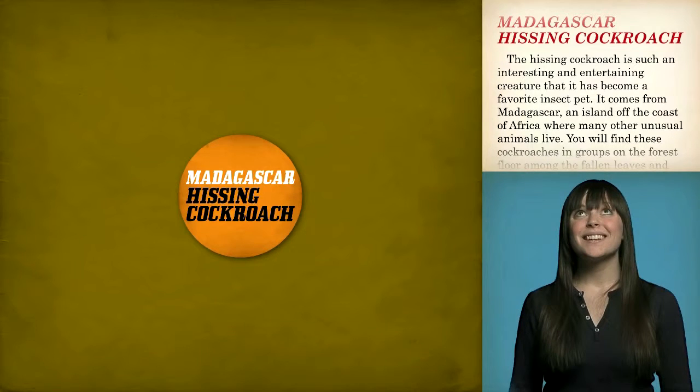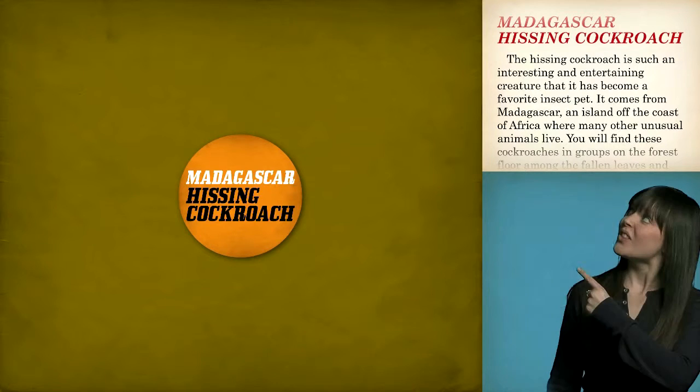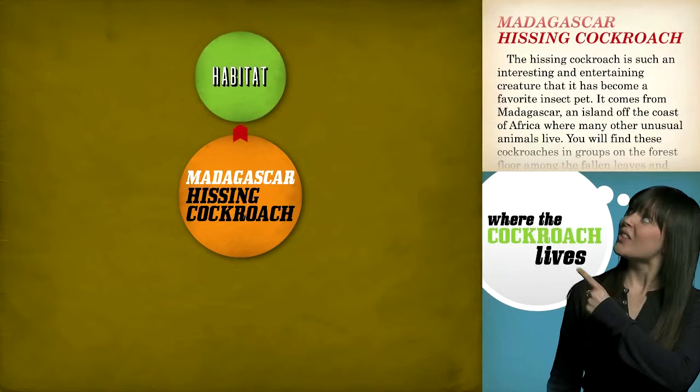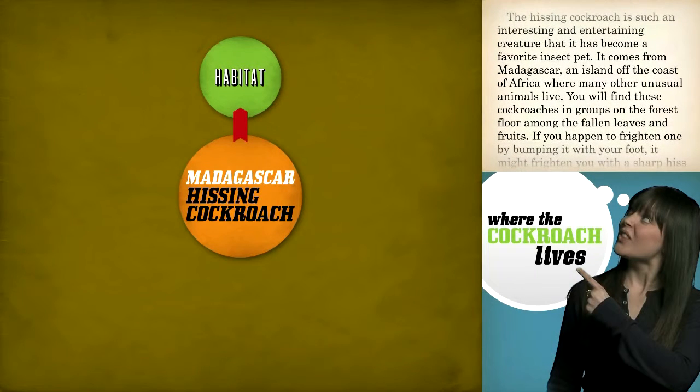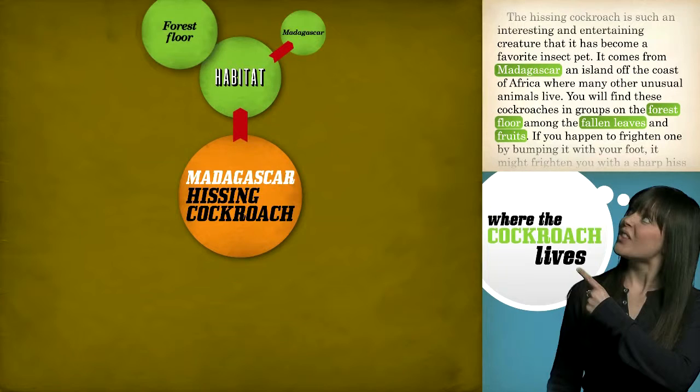Let's go back to the beginning. Since I learned about where the cockroach lives, I label my first circle habitat. Then I'm going to extend beyond that circle to describe even more about the habitat. I'll write Madagascar because that's where they come from. I'm also going to include forest floor. That's where they hide among the fallen leaves and fruits.